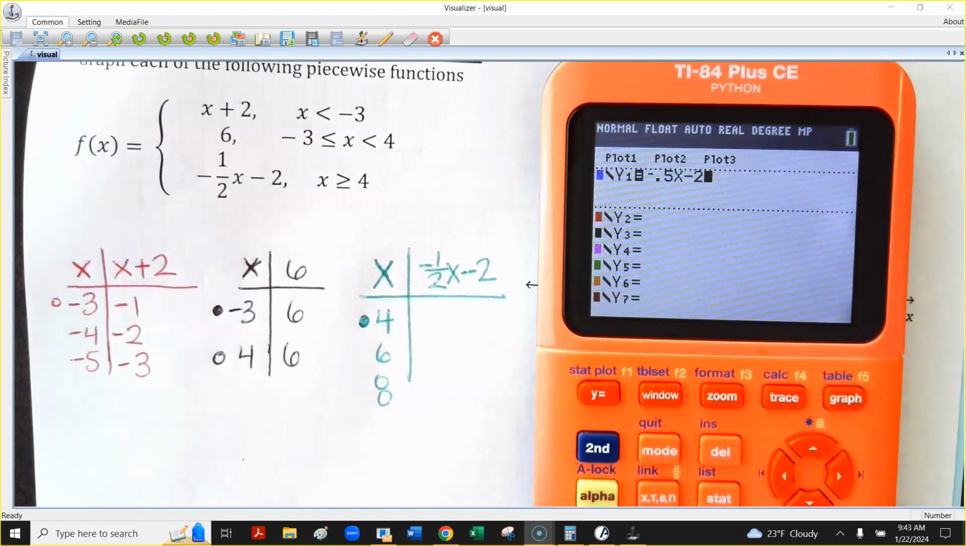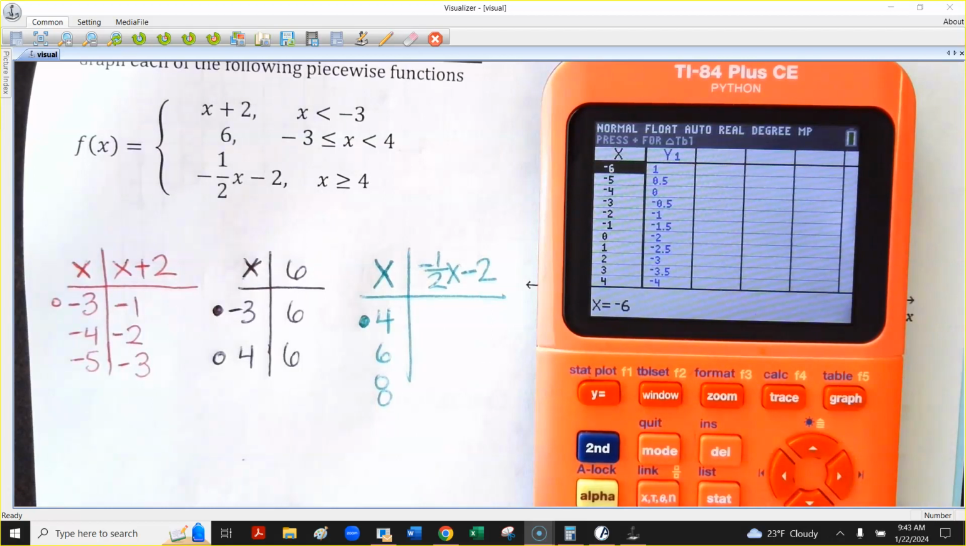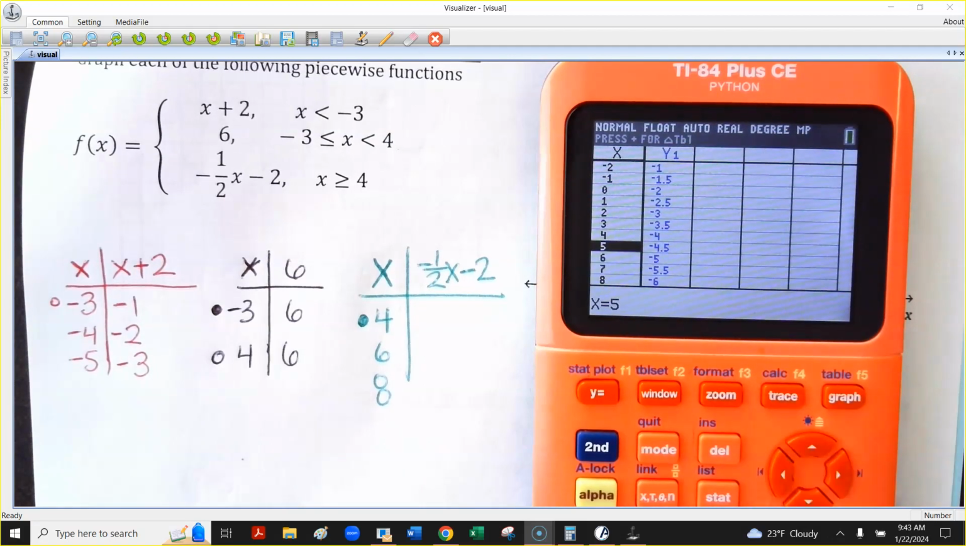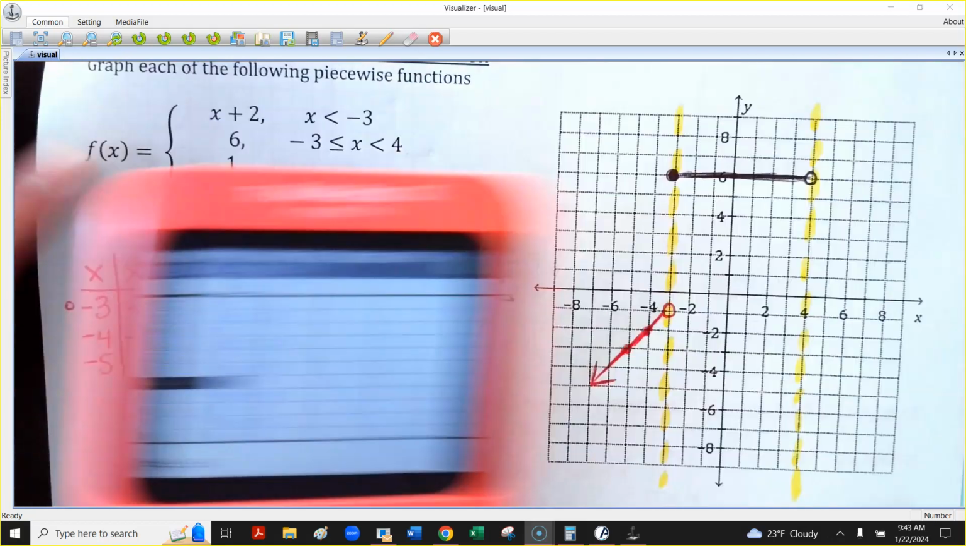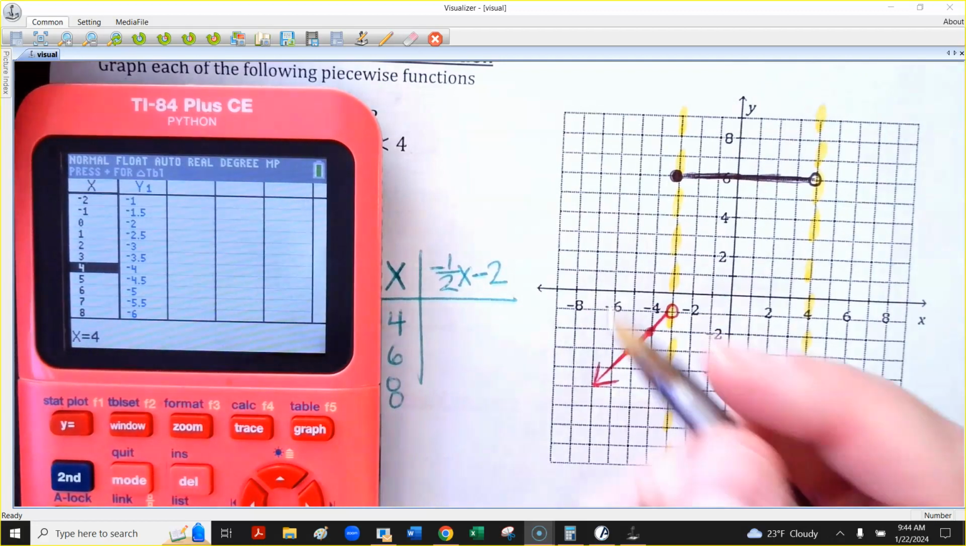So I just did y equals. And then if you want, just hit second, and then the graph button will give you the table. So after I type that into y equals, I just hit second graph. And then if you want, you can scroll up and down here. So like, I'm just going to jot these down. So at 4, let me move this over here. At 4, you can see -4.